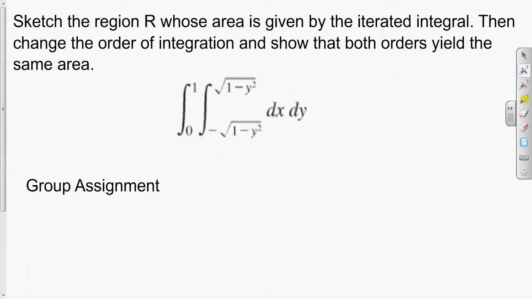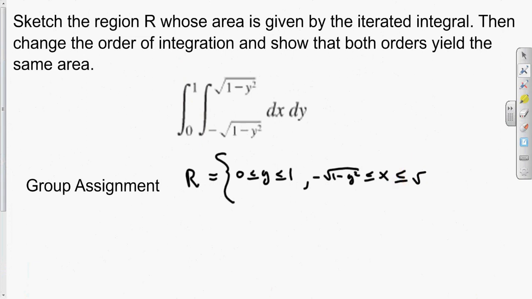So here, sketch the region R whose area is given by the iterated integral, then change the order of integration and show that both orders yield the same area. So let's look at this region. This tells us that y is bounded from 0 to 1, and then x is bounded below by the negative square root of 1 minus y squared, less than or equal to x, less than or equal to the square root of 1 minus y squared.